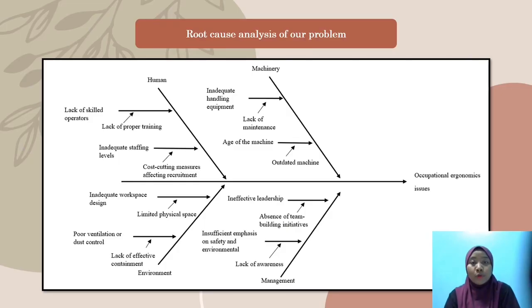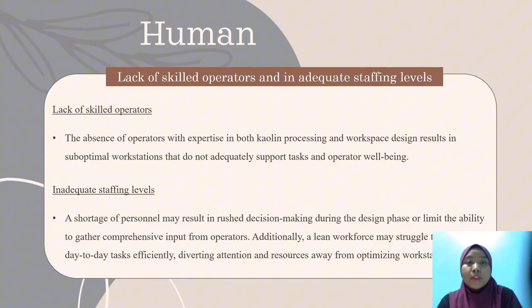This is our fishbone diagram, the root cause analysis of our problem related to occupational ergonomic issues, which are human, machinery, environment, and management. Root cause analysis of human is lack of skilled operators and inadequate staffing levels. First, lack of skilled operators.